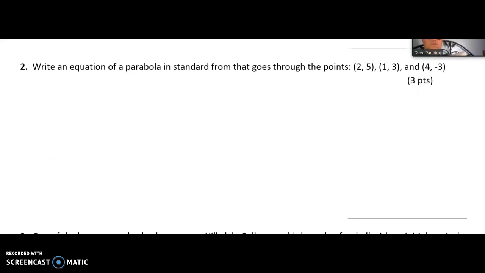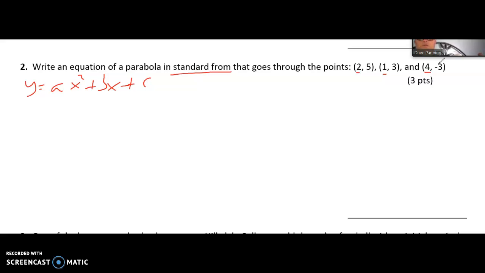Number 2 is kind of an interesting question because you can use a calculator for this. And boy, is that helpful. You can just plug in list 1 as your x values, 2, 1, and 4. List 2 can be 5, 3, and -3. You can go to stats, calculate, and go to a quadratic regression line, and it will tell you what the answer is. The other way that you can do this is, because it's standard form, we know that standard form is y equals ax squared plus bx plus c.